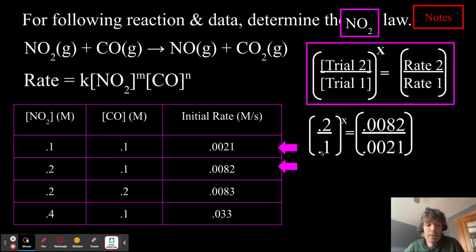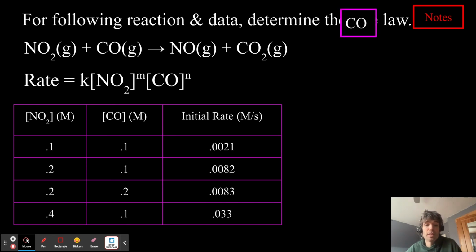You can tell the concentration doubled from here to here, and the rate quadrupled. That's second order. Now, I know this is not exactly 4, but it's really close. So the M here is equal to 2. So the reaction is second order in regards to nitrogen dioxide.